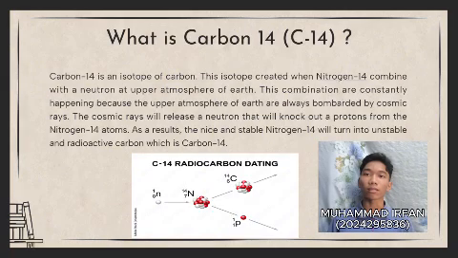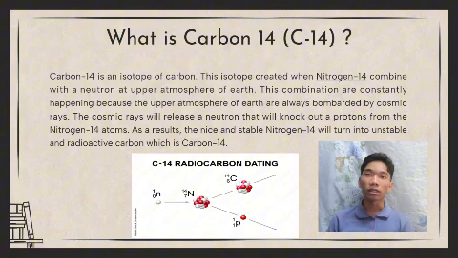Okay, today we would like to talk about what is carbon-14. Carbon-14 is an isotope of carbon. The isotope is created when nitrogen-14 combines with a neutron in the upper atmosphere of Earth. These combinations are constantly happening because the upper atmosphere of Earth is always bombarded by cosmic rays. The cosmic rays will release a neutron that will knock out a proton from the nitrogen-14 atoms. As a result, the nice and stable nitrogen-14 will turn into an unstable radioactive carbon, which is carbon-14.